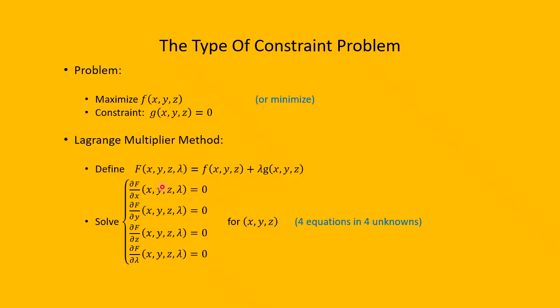So the equations that we'll have to solve are the partial of F with respect to x at x, y, z, lambda equals 0. Similarly, for the partial of F with respect to y, the partial derivative of F with respect to z, and the partial derivative of F with respect to lambda. And we want to solve these for x, y, z, and lambda, but we're not as interested in lambda as we are in x, y, and z. So what we have here are 4 equations in 4 unknowns.